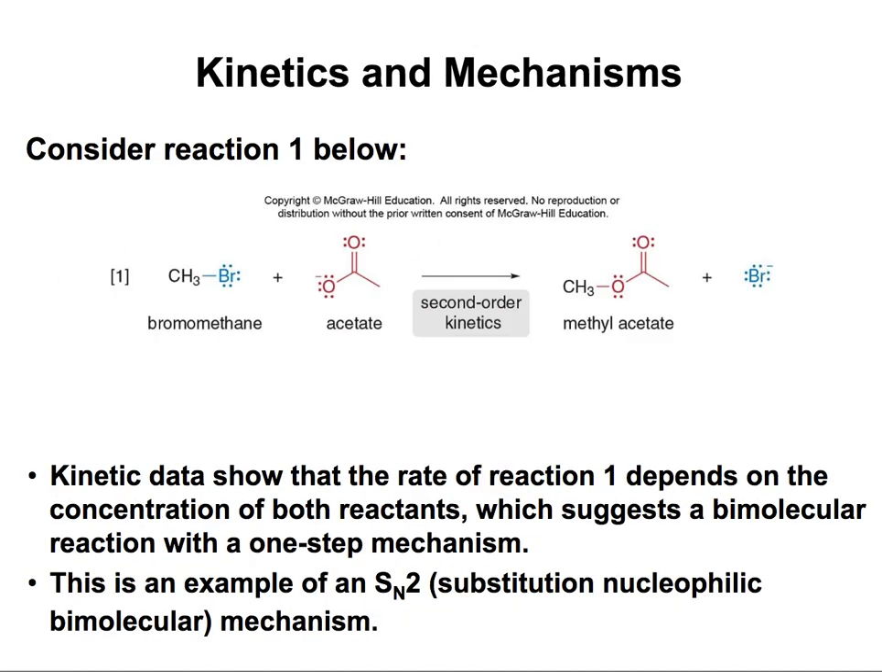So here, let's look at 2 examples. What they are saying here is kinetic data shows that the rate of the reaction 1, this reaction right here, depends on the concentration of both my reactants, which suggests that it's a bimolecular reaction with a one-step mechanism, right? So what type of reaction is this going to be? If it's bimolecular, it's going to be SN2, and it's going to happen all in one step.